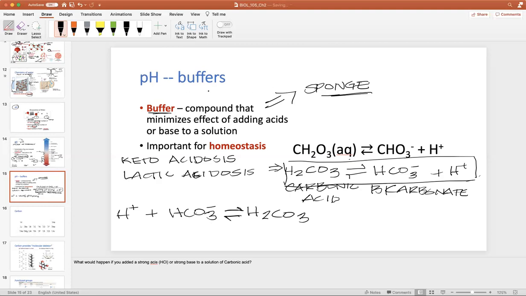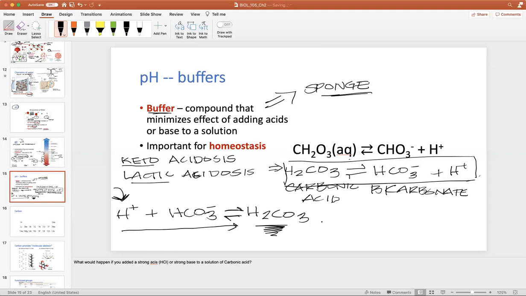Well, remember how I said buffers act as sponges? If you dump a bunch of extra hydrogen ions into this system, it's going to drive the reaction in this direction. It's going to cause the hydrogen ions to combine with these bicarbonate ions, and you're going to end up with extra carbonic acid, okay? So having this around means this buffer can absorb some excess hydrogen ions that are generated during keto or lactic acidosis.